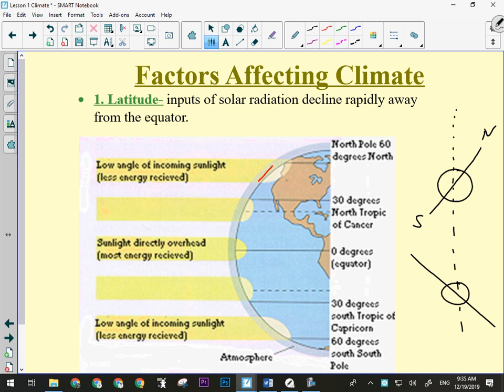Okay, so latitude is the number one factor affecting climate because of the relationship between the tilt of the Earth and solar radiation. The Earth is constantly going back and forth. Now, our 23.5 degree tilt is an average. It can be more than that or less than that by a small amount. The moon does actually stabilize that and keep it around 23.5 degrees. Without the moon, it would fluctuate a lot more.